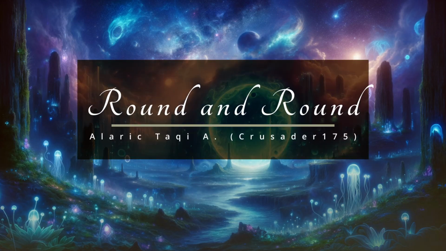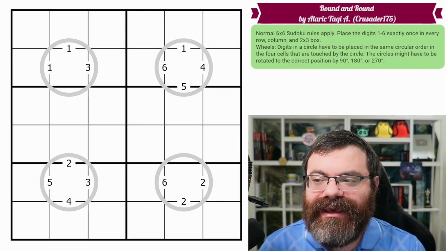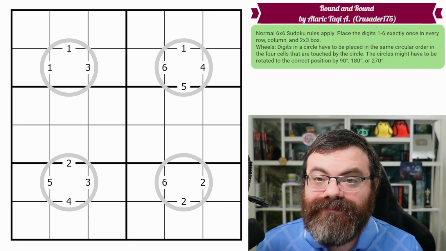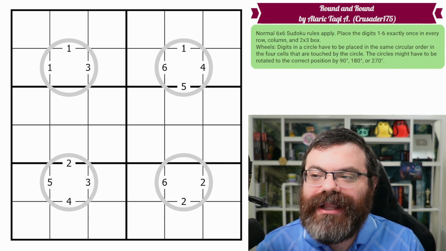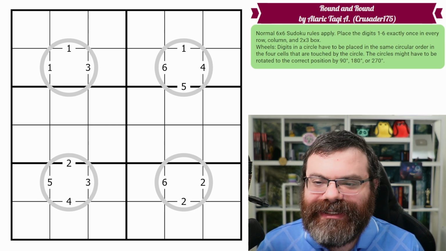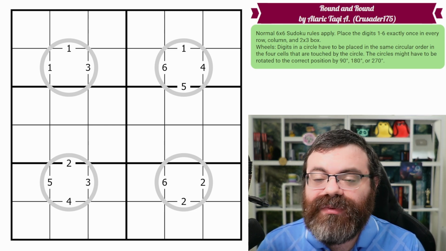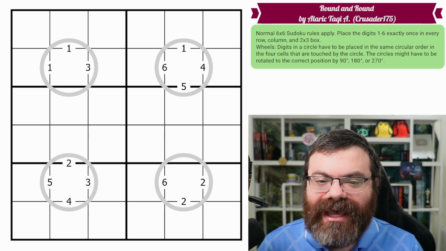Hello, let's continue our Sudoku adventure with Round and Round by Alaric Taqi, aka Crusader175. This is Crusader's debut to Sudoku Adventure, so everyone welcome Crusader. This is the first puzzle by Crusader, as well as the first puzzle using this wheels constraint. So let's go over how that works.